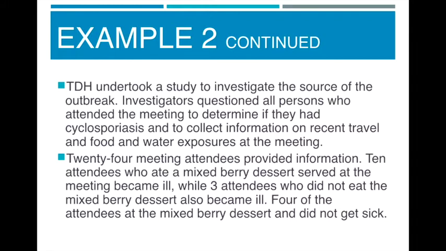24 of the meeting attendees provided information. 10 attendees who ate a mixed berry dessert served at the meeting became ill, while 3 attendees who did not eat the dessert also became ill. 4 of the attendees who ate the dessert did not get sick. Using this information, create a 2x2 table and use it to calculate the correct measure, an RR or an OR.